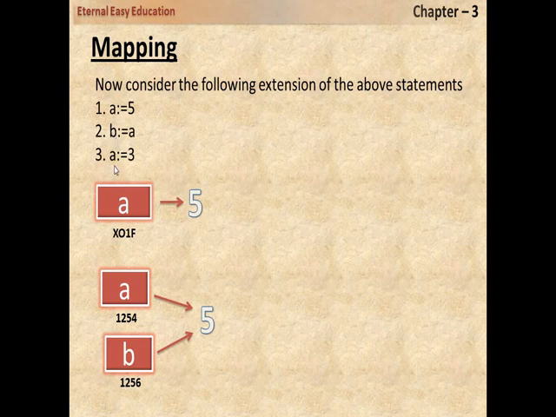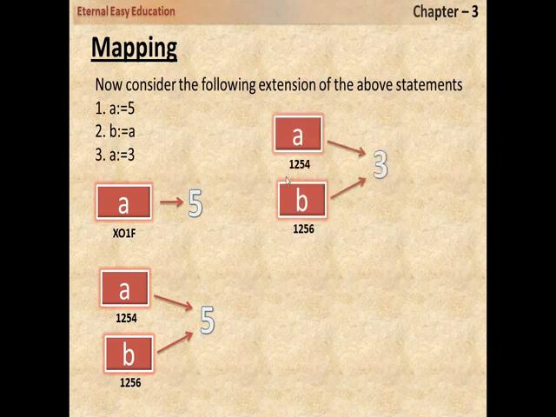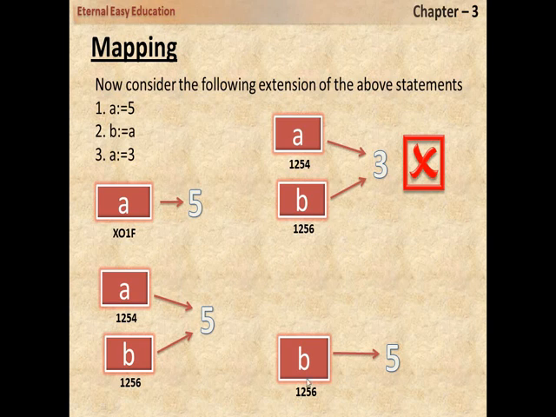If the next step is A colon equal to 3, what will be the result? Give me an answer by guessing. A equal to 5, A points to 5. B equal to A means A and B are belonging with 5. Now A becomes 3. As A and B belong to 5, are you thinking that A and B will change to 3? If you think so, it's a wrong guess. Then what will happen? See the answer.